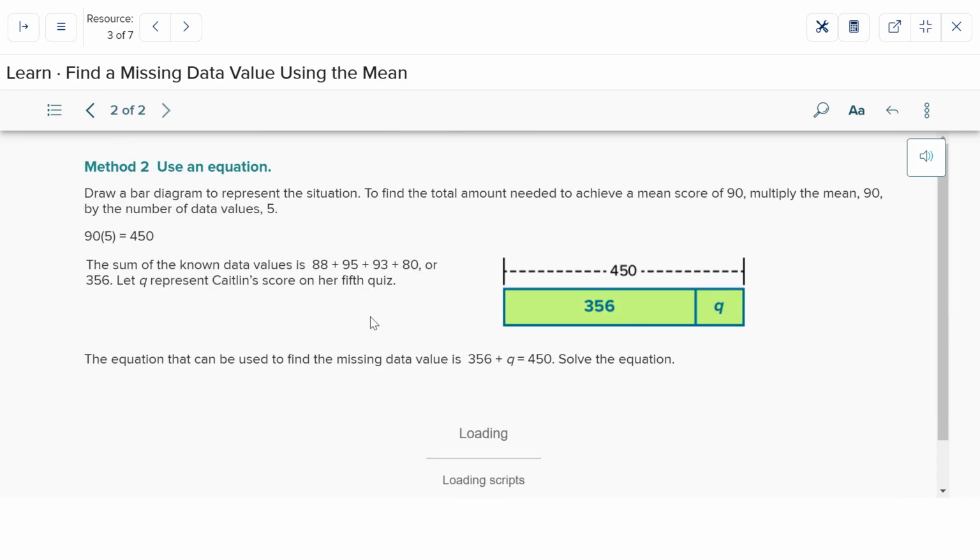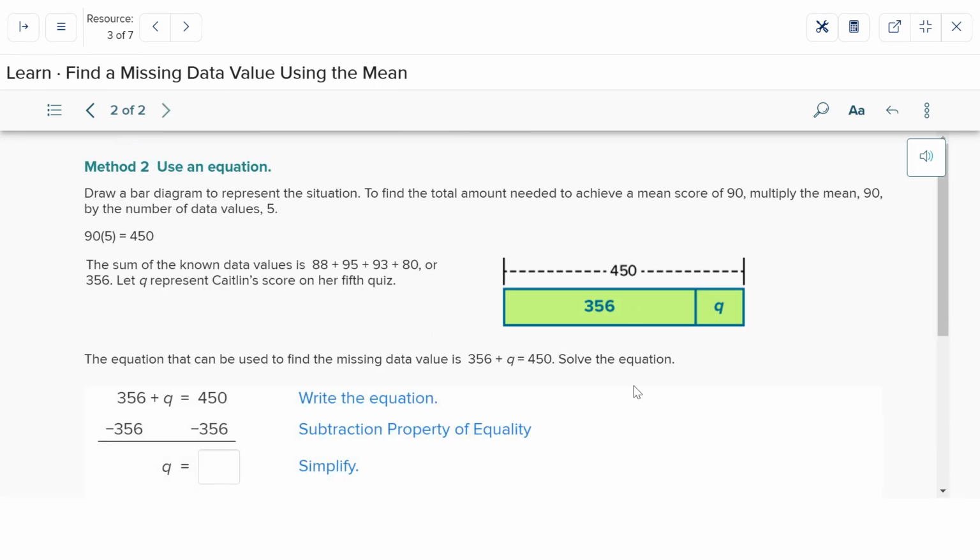You also could do this using an equation. So here's how they represent that visually for you. To find the total amount needed to achieve a mean score of 90, multiply the mean 90 by the number of data values 5. So originally they gave us 4 data values and 1 unknown, but that means that overall we want there to be 5 data values.